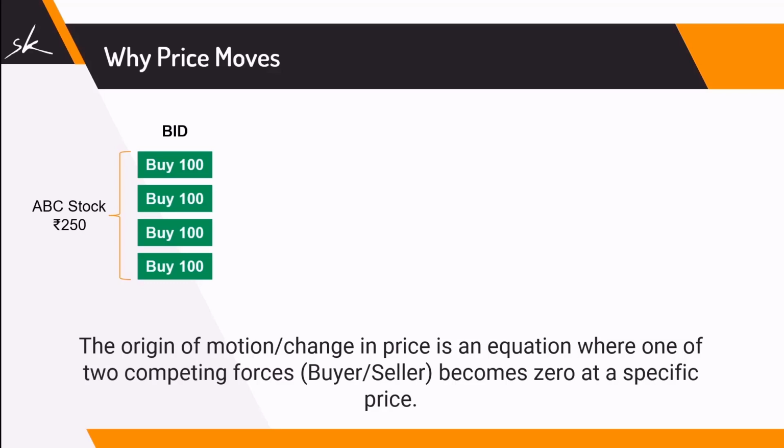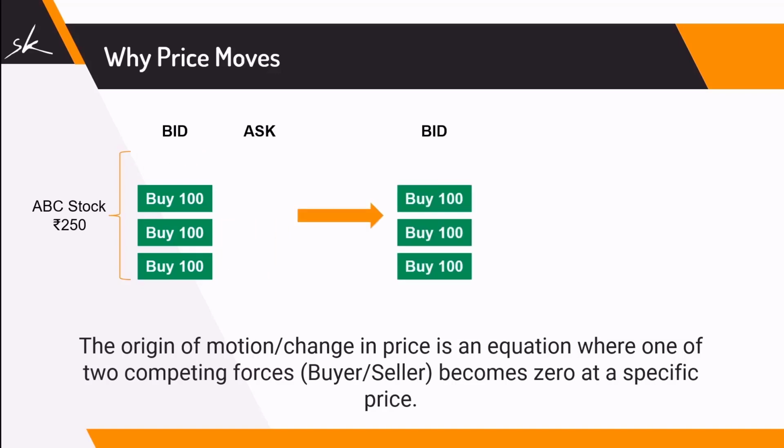Let's assume that there are 4 buyers willing to buy ABC stock at 250 rupees and each buyer is willing to buy 100 shares. Therefore, the total buy quantity at 250 rupees is 400 shares. A buyer can only buy if there are willing sellers available at the same price. Let's assume that 2 sellers step in and each of them are willing to sell 50 shares each at 250 rupees. Since we have 400 shares to be bought and 100 shares to be sold, one buyer will get his complete quantity. We will still be left with 300 shares to be bought at 250 rupees.